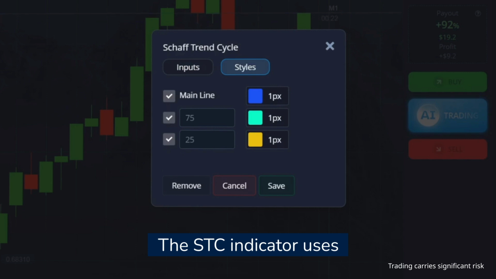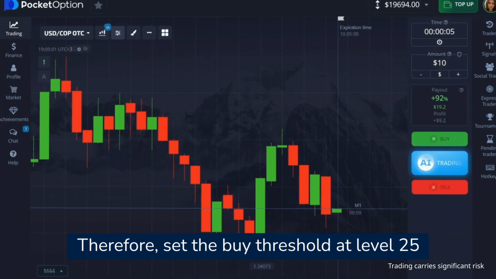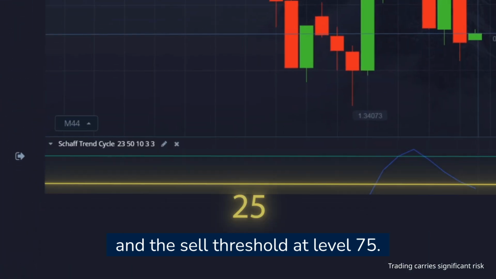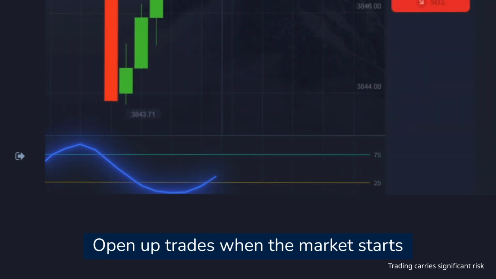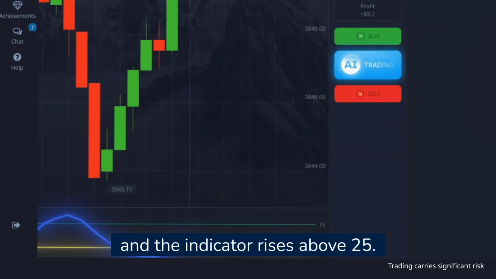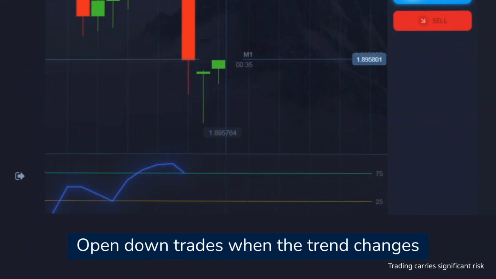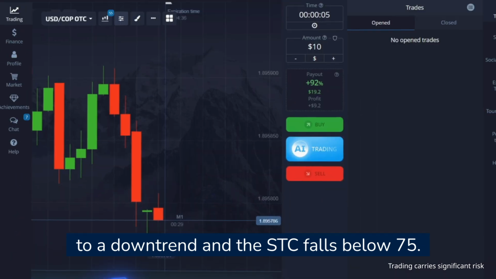The STC indicator uses two key levels, 25 and 75. Therefore, set the buy threshold at level 25 and the sell threshold at level 75. Open up trades when the market starts an upward movement and the indicator rises above 25. Open down trades when the trend changes to a downtrend and the STC falls below 75.